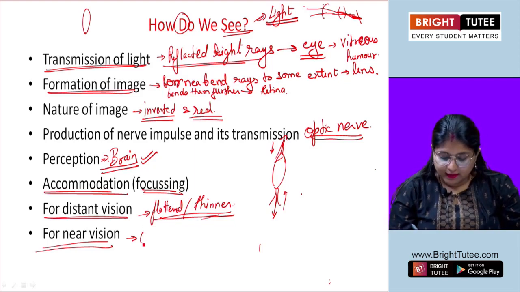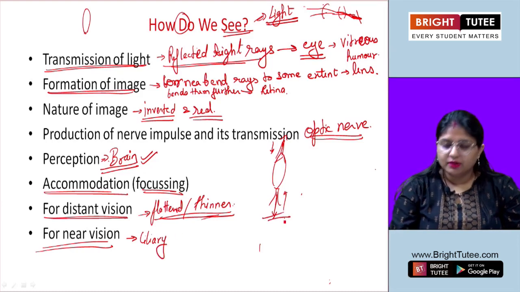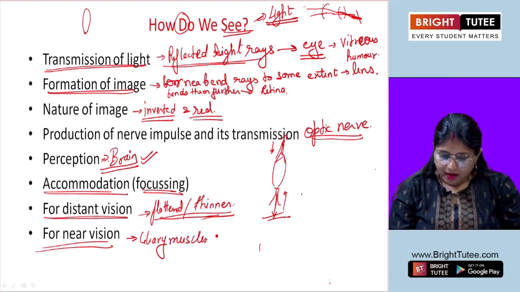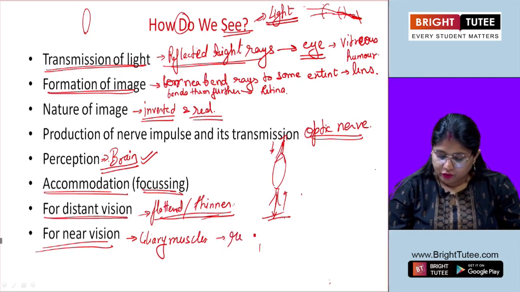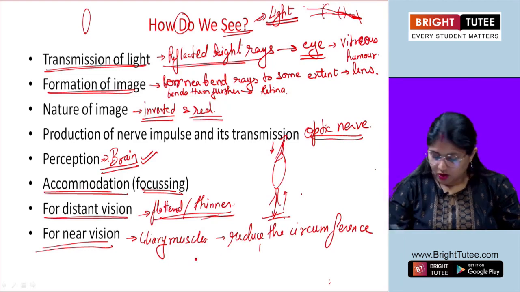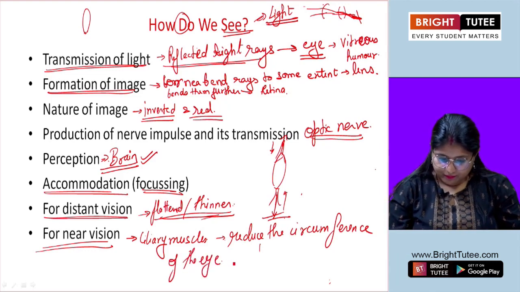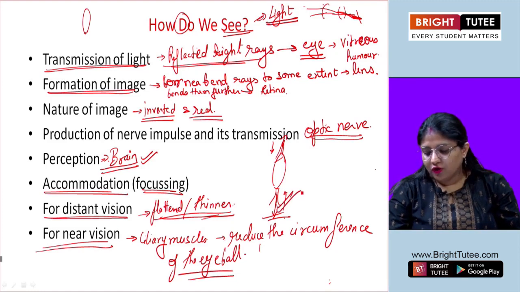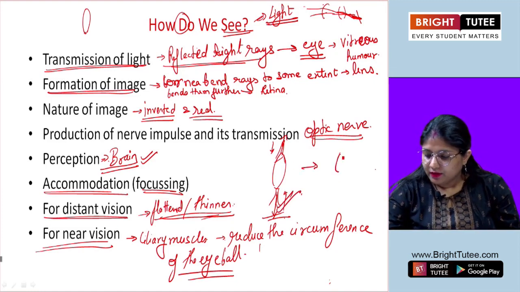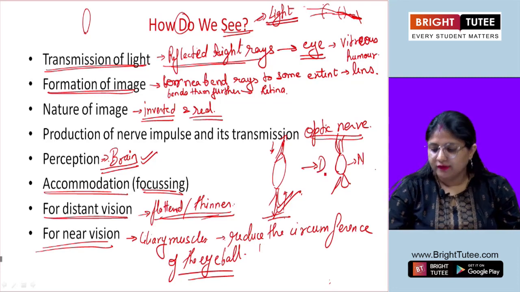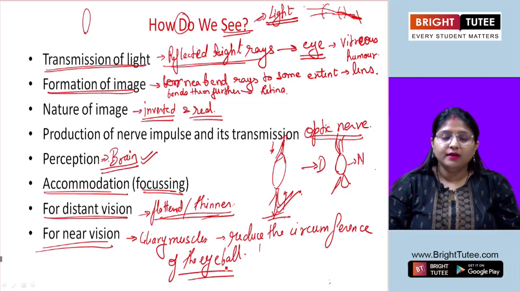So these muscles, which are associated with the pulling of the ligaments, are called the ciliary muscles. What they do is they contract and reduce the circumference of the eyeball, right? And what it does is that this releases the tension on the ligament, causing the lens to become a little more rounded, right? So this is for your near vision and this is for your distance vision, right? So this is how we see different things around us.